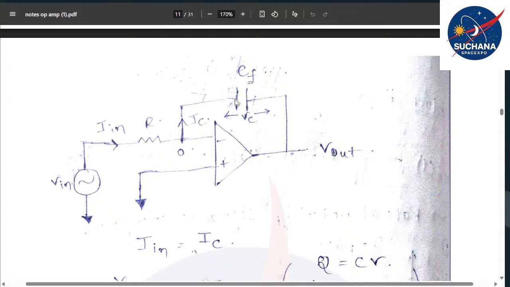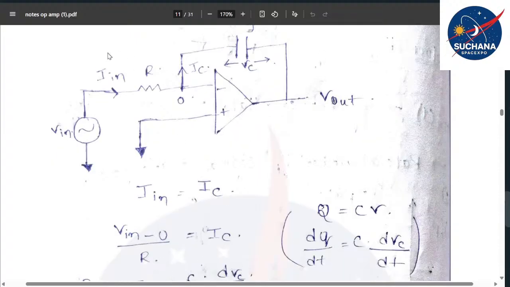So let's assume that the voltage across this particular feedback capacitor is Vc. Let Vc be the voltage across the capacitor in the negative feedback path. Now we are supplying IN as the input current, so IN becomes equal to IC.